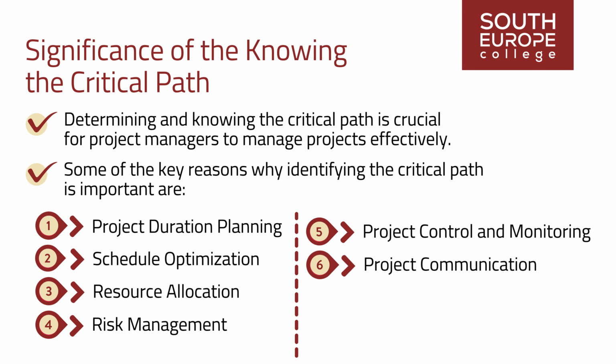6. Project communication. Communicating the critical path to stakeholders, team members, and other relevant parties fosters a shared understanding of the project's crucial elements. It enables effective communication regarding potential delays, resource needs, and project milestones, aligning everyone with the project's goals. 7. Decision-making. Knowledge of the critical path empowers project managers to make informed decisions. When faced with schedule constraints, resource limitations, or changes in project scope, managers can assess the impact on the critical path and make decisions that align with project objectives and deadlines.